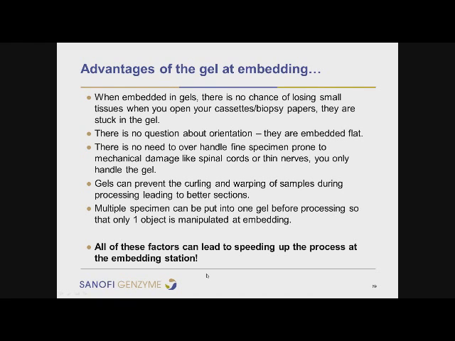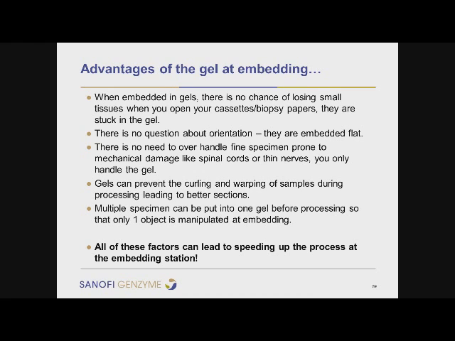There's no question about orientation either. These samples just get embedded flat. There's also no need to overhandle fine specimens that are prone to mechanical damage, like those spinal cords or thin nerves or those aortas. You only handle the gel itself. And the gels can prevent the curling and warping of samples like those aortas and hearts during the processing. This is going to lead to better sections.